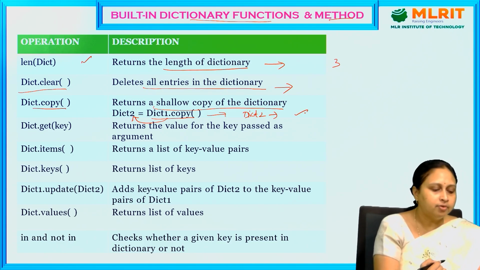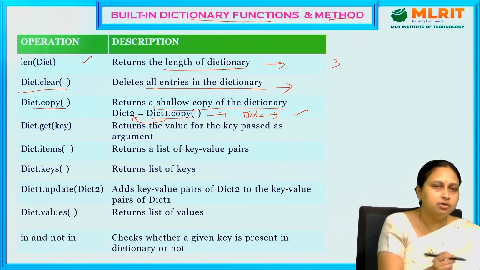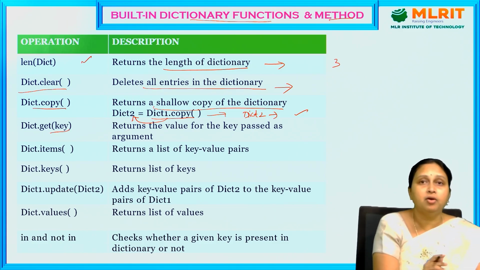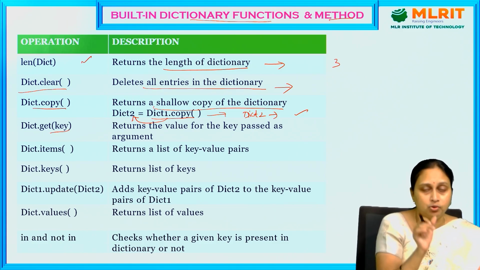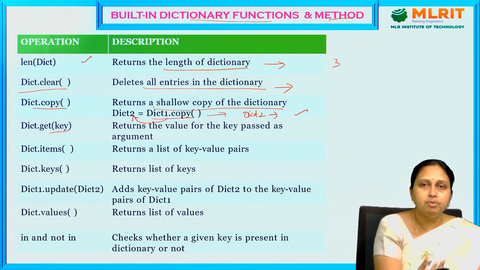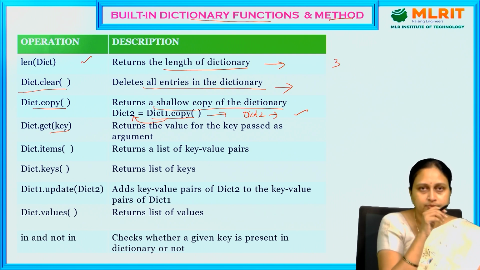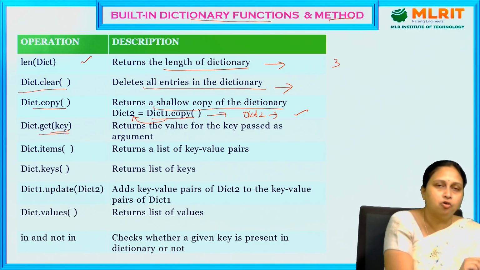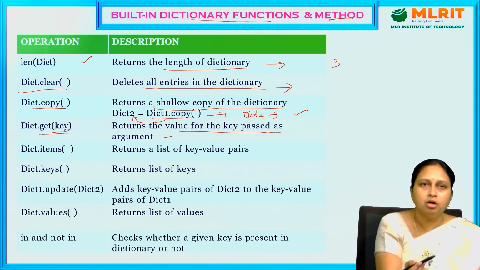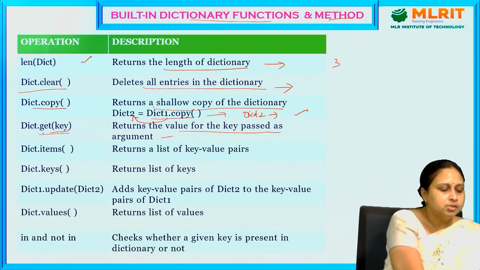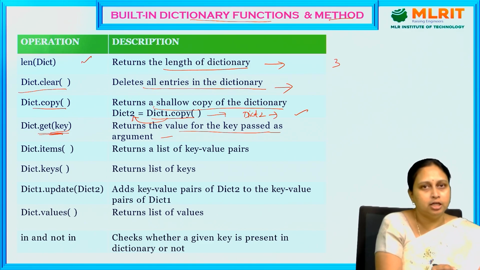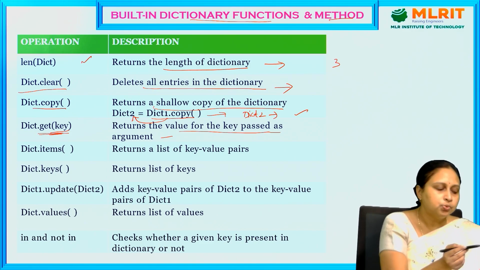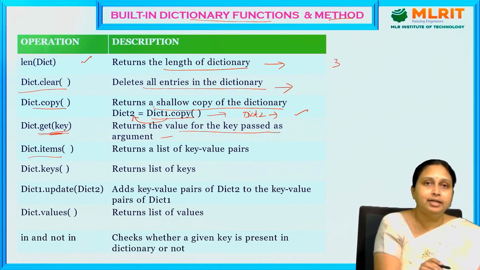And the other one we are going to have is dictionary.get(key). If I want to get the value for a key, that key will be passed as an argument. It returns the value for the key passed as the argument. Whatever key you pass as the argument, that value will be returned by using this dictionary get function, right?